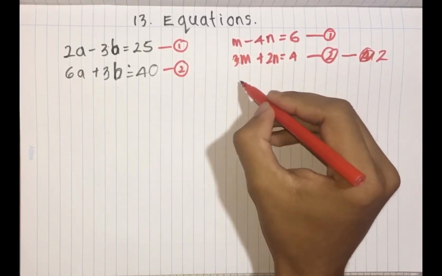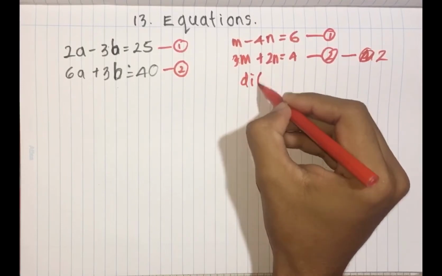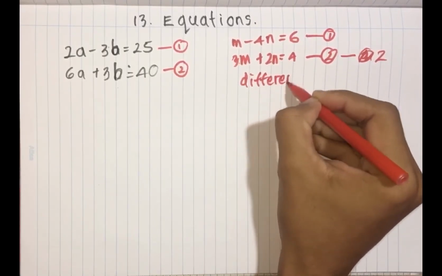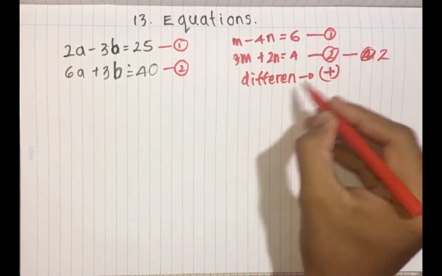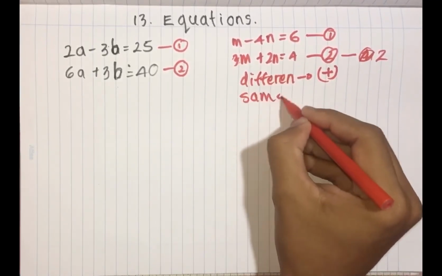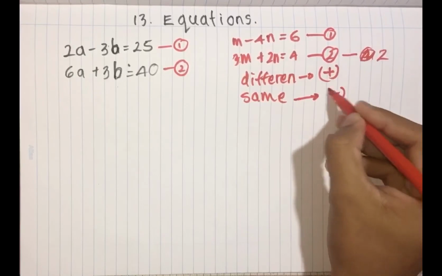Another thing is that if they have different signs, then you have to add the equations, and if they have the same sign, you have to subtract the equations.